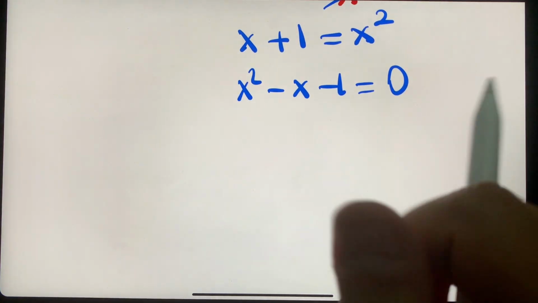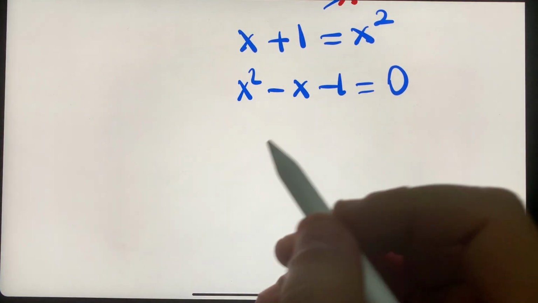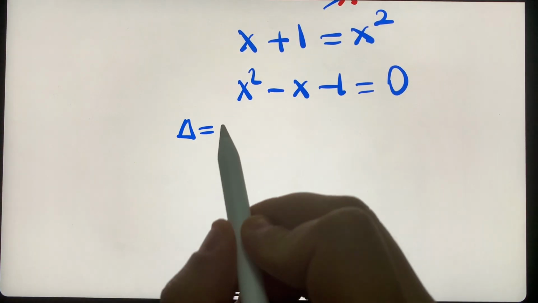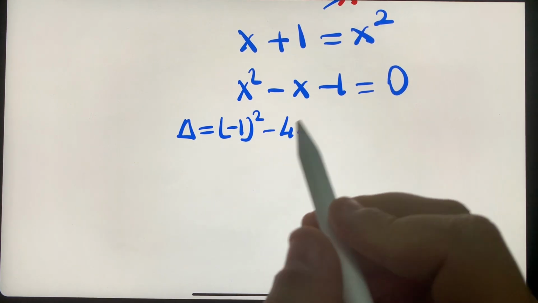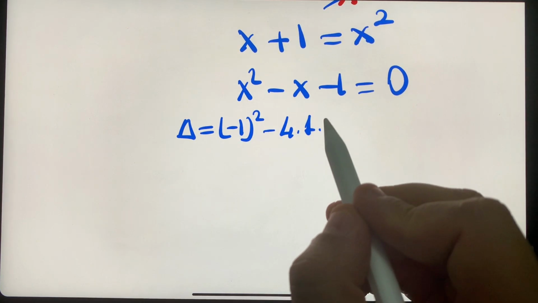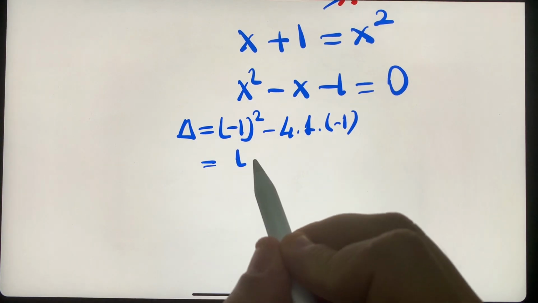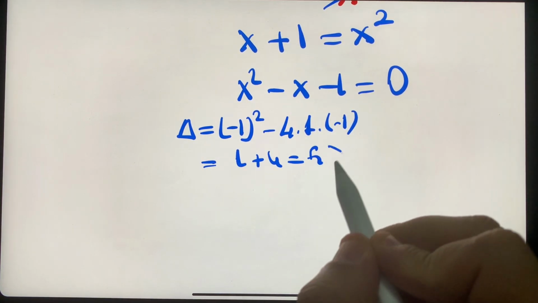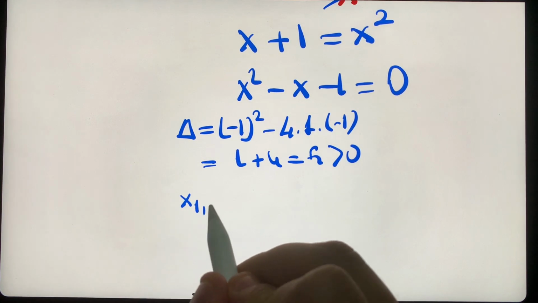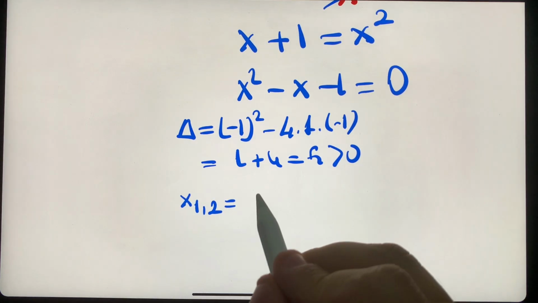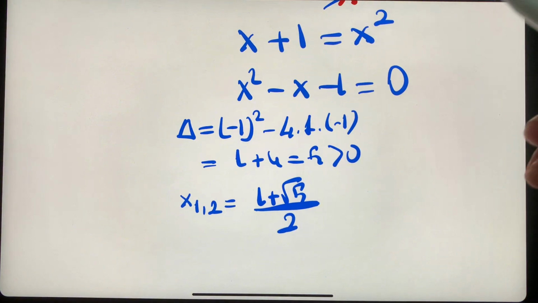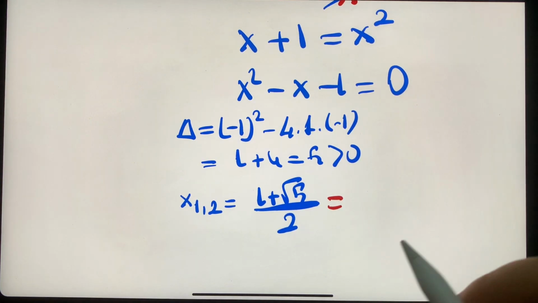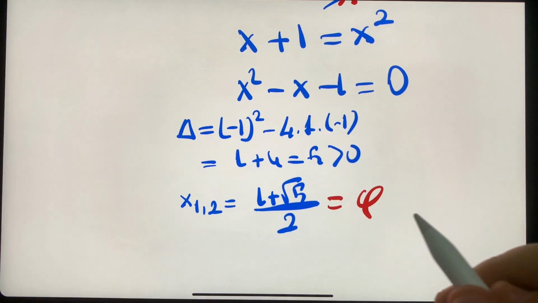Let's remember, if we want to find the roots of this, we will go to delta first. Delta is b squared minus 4ac: minus 1 squared minus 4 times 1 times minus 1. 1 plus 4 is 5, which is greater than 0. What do we call x1? 1 plus root 5 over 2. So what was 1 plus root 5 over 2? Friends, the golden ratio.